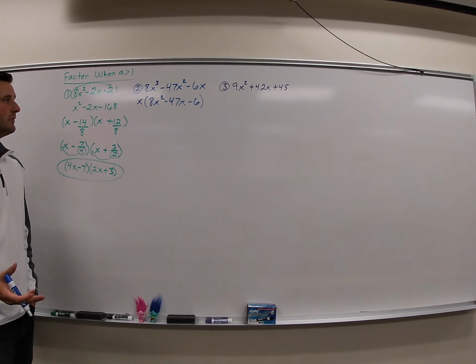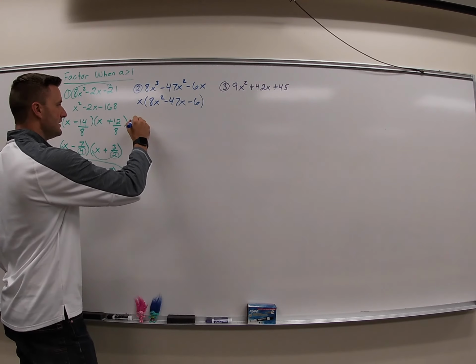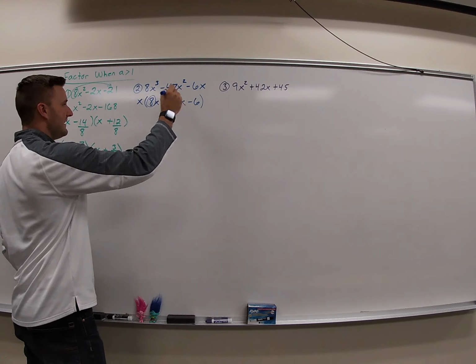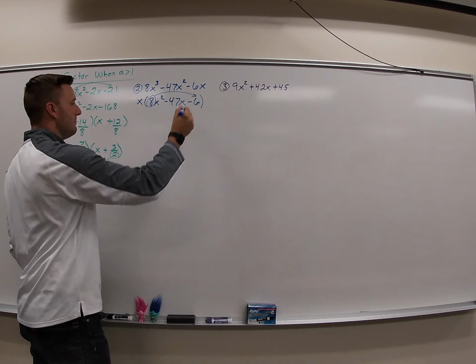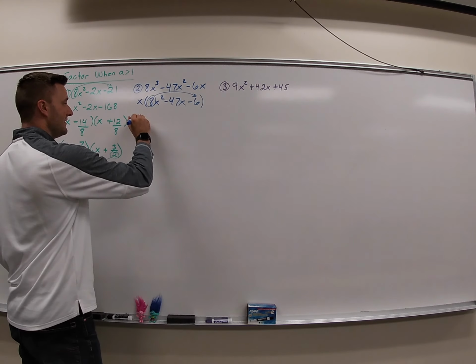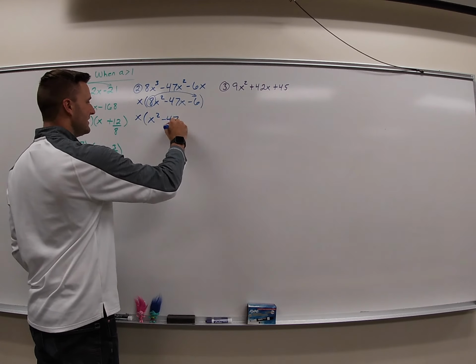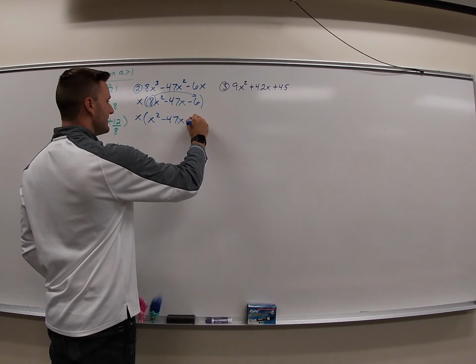Now, from here, we're going to just look at the trinomial, the 3 terms inside the parentheses. My first step is I'm going to take that number on the outside, and I'm going to multiply that to c. Now I'm going to rewrite what we have. So we have this x times, and we get x squared minus 47x minus 48.